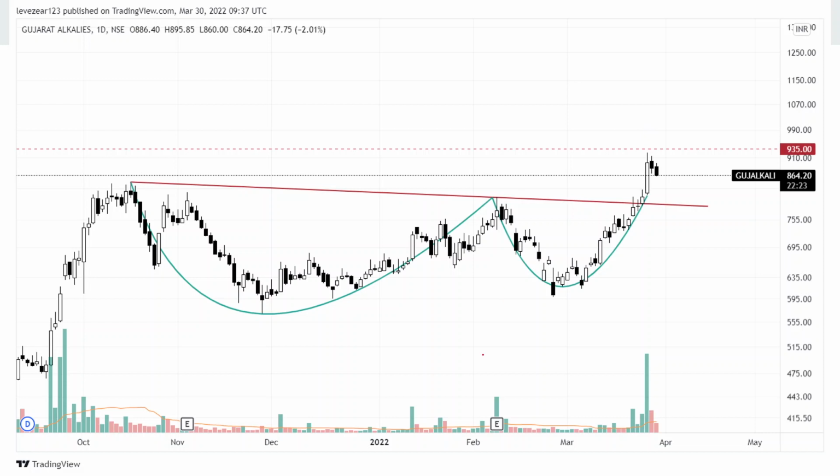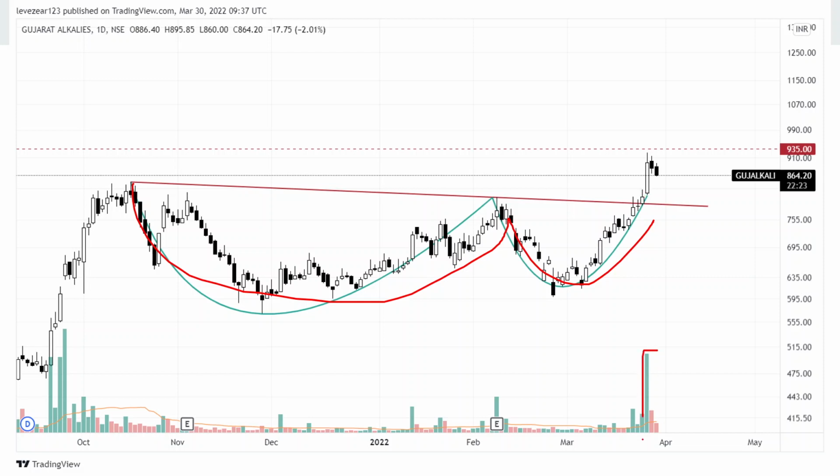Now let's take another example. It's a very recent example, Gujarat Alkali. One thing to notice is that the resistance does not have to be horizontal. It can be slightly diagonal also. As you can see here, it's sloping downwards. And this again formed a really perfect cup and handle.